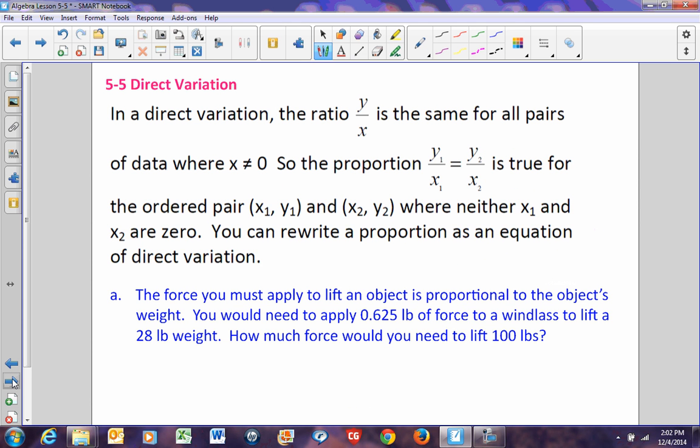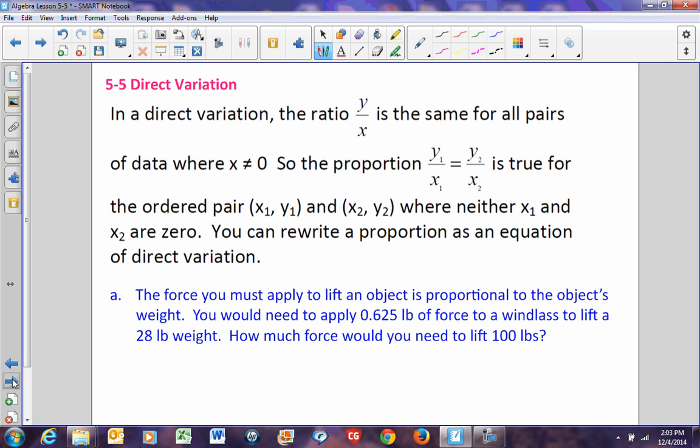The last thing we're going to look at is how you could write different equations. In a direct variation, the ratio of y over x is the same for all pairs. We showed that in the tables that we worked with. So, as long as x doesn't equal 0, the proportion y1 over x1 equals y2 over x2 is true for the ordered pairs x sub 1, y sub 1, and x sub 2, y sub 2. That just means x value of the first point, y value of the first point, x value of the second point, y value of the second point, and neither x sub 1 nor x sub 2 is 0. You can rewrite a proportion as an equation of direct variation. And that's what we're going to do in this particular problem.